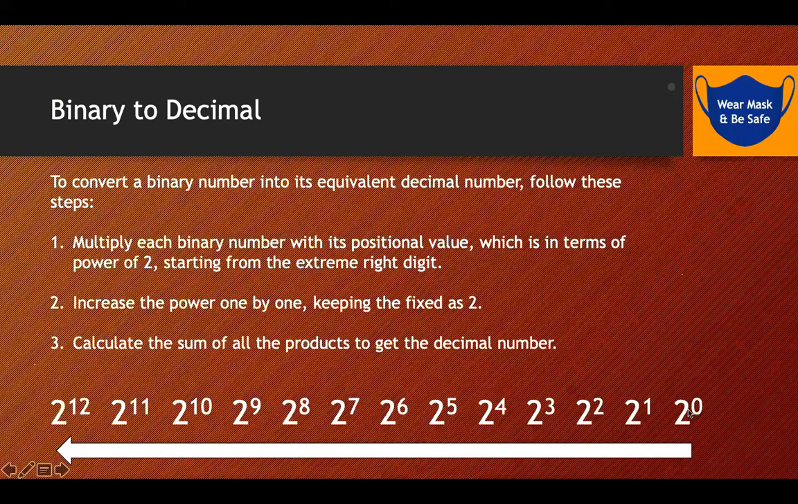Then the power of 2 will be increased one by one, like 0, 1, 2, then 3, 4, 5, 6, and that particular power will go to n numbers. No limits. Here I have given till 12, but there is no limit. Then third one: calculate the sum of all products to get the decimal number.